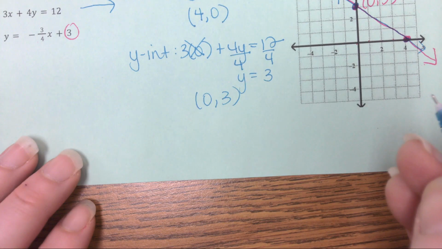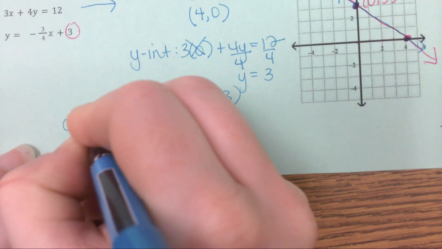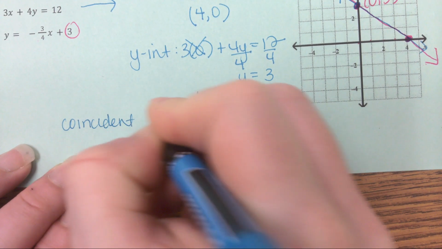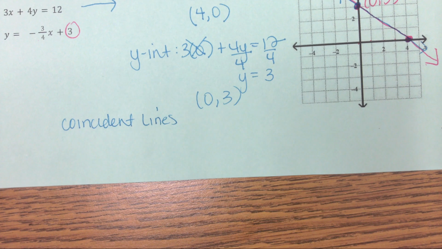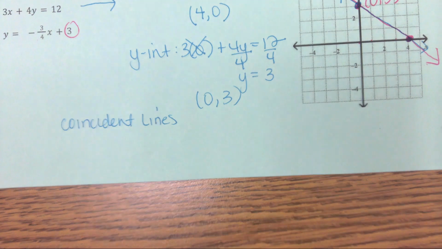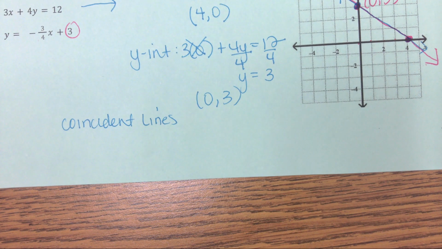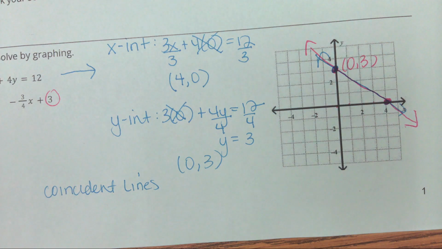So this is called coincident lines. Have you heard of the word coincide? If something coincides, it goes with something else, but coincident lines means the exact same line. So do you see my blue line and my pink line? Do you see how they're going to share all of the points? Forever and ever.